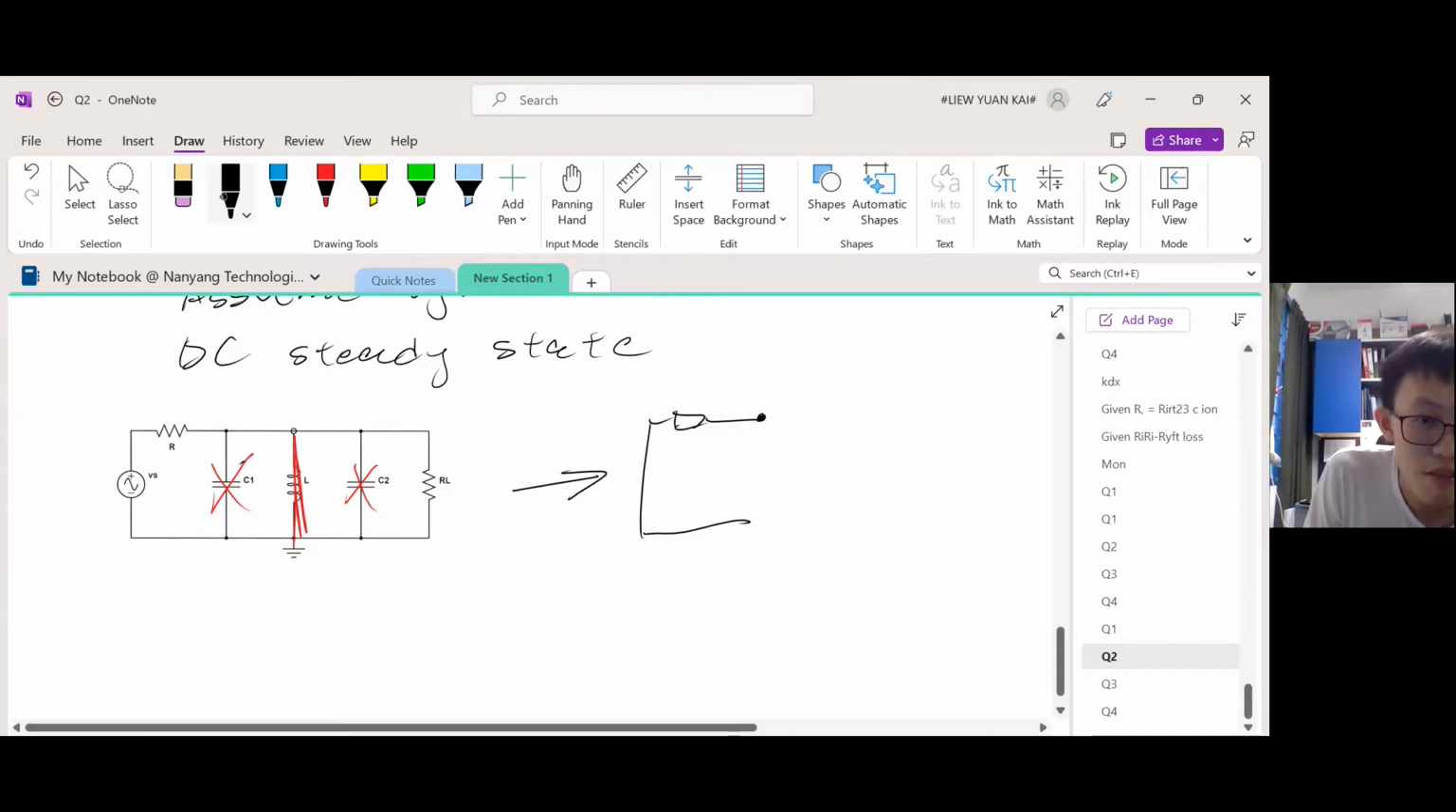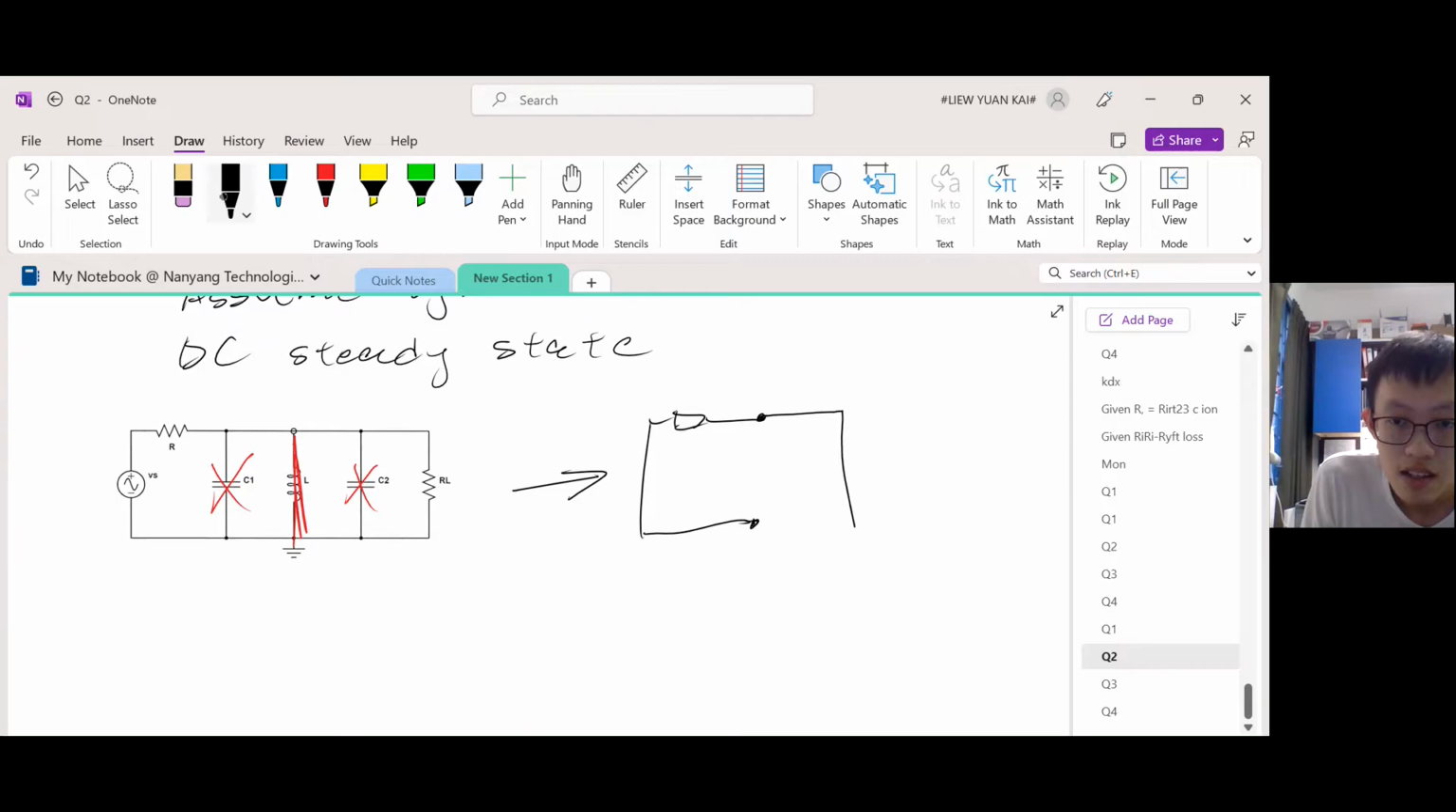Since this is an open circuit, we don't even need to draw it. Then this is a short circuit. The inductor becomes a short circuit. This is an open circuit, I don't need to draw it. Then the resistance, just keep it.